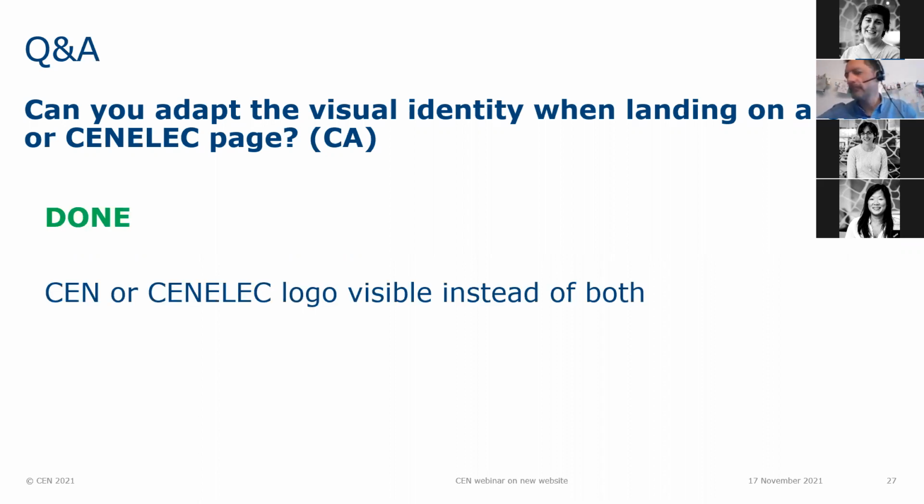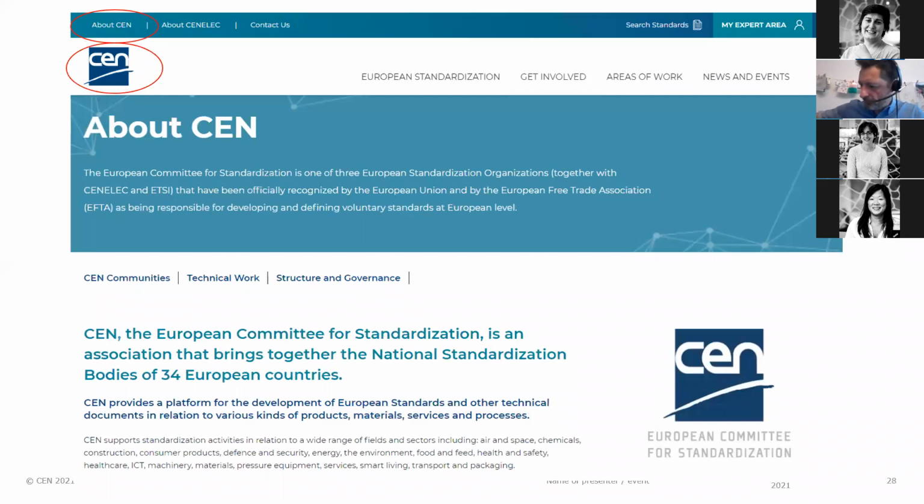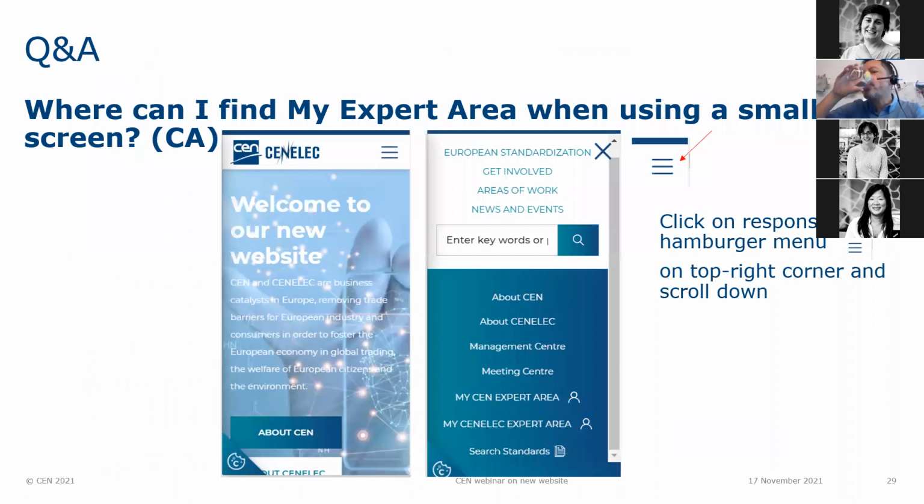So CEN or CENELEC logo are visible instead of both when you are going on the About CEN section or the About CENELEC section, like in the next slide, Elisa. You see now that on the section at the top about CEN, we have adapted and put the CEN only logo. The next question is, where can I find my expert area when using a small screen? So Andrea already tackled that, but if you click on the responsive hamburger menu on the top right corner and then you scroll down, you will have access to your CEN expert area.